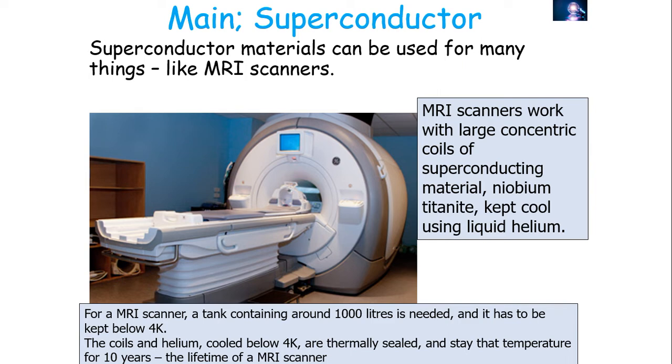Now, an MRI scanner works because there are large concentric circles of a superconductor material, which is normally niobium titanate, kept cool with liquid helium. A tank containing about 1,000 litres of liquid helium is needed, and it has to always be kept below 4 Kelvin because that's the critical temperature. So the coils and the helium are cooled below 4 Kelvin. They're then thermally sealed, and it stays at about 4 Kelvin for 10 years, which is the lifetime of a typical MRI scanner.